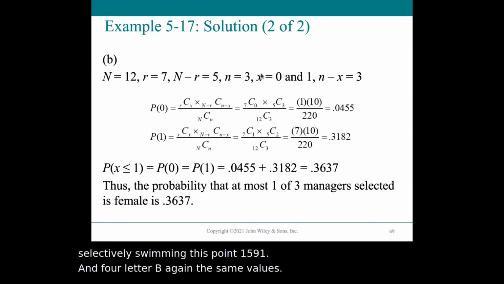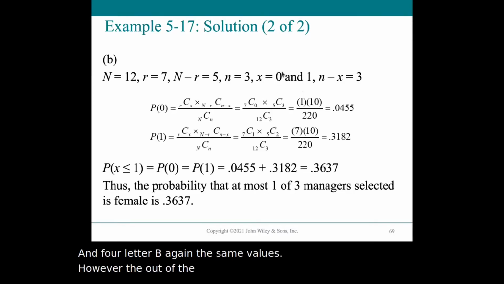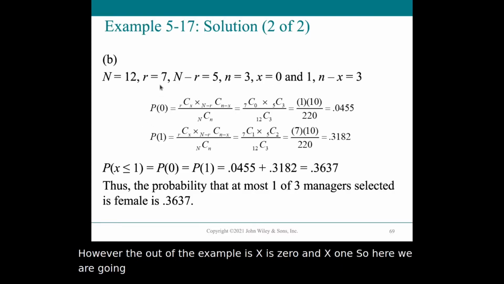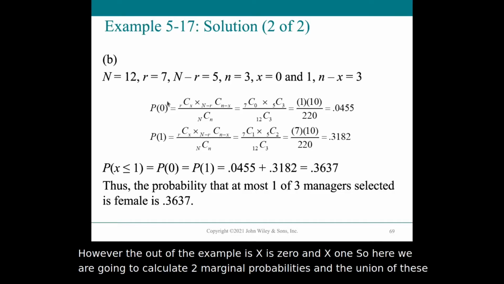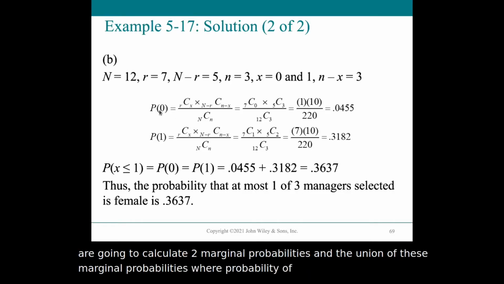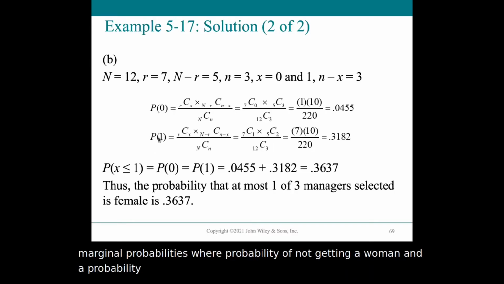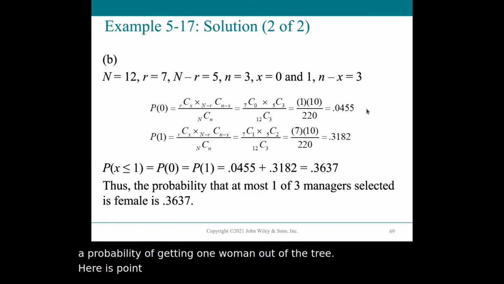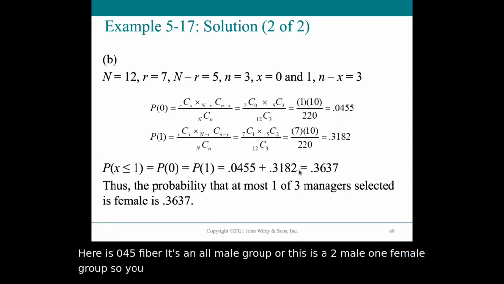And for letter B, again, the same values. However, out of the x sample, x is 0 and x is 1. So here we are going to calculate 2 marginal probabilities, and the union of these marginal probabilities: the probability of not getting a woman and the probability of getting 1 woman out of the 3. Here is 0.0455, where it's an all-male group, or this is a 2 male, 1 female group. So you just add them. That's the probability of getting at most 1 person.